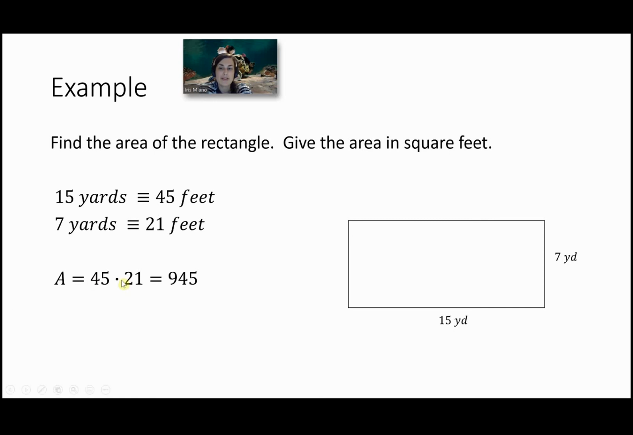Those are the numbers you need to multiply together in order to get the area of this rectangle in square feet, as they asked. As such, okay? So there you go. Just a quick unit conversion is necessary in order to get the ultimate final answer of 945 square feet, or feet squared. Either way of describing that is correct. Okay, moving on.